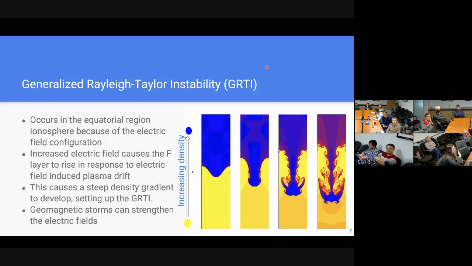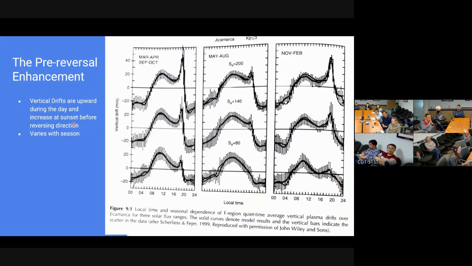We have a high density plasma on top of a low density plasma and a perturbation between the two. Or I guess I should point here with the virtual laser pointer so that people can see too. And so this can occur in the equatorial ionosphere because of the ionospheric electric field configuration. And so that's because of the pre-reversal enhancement.